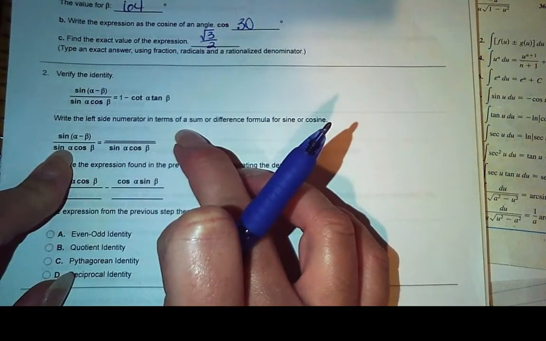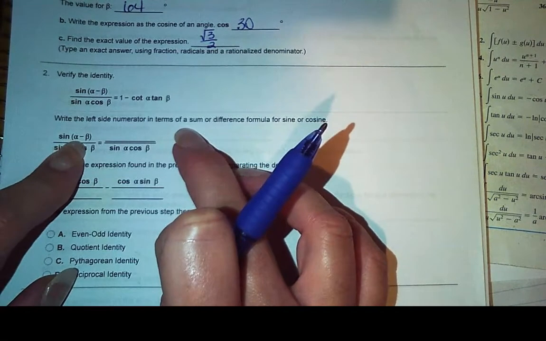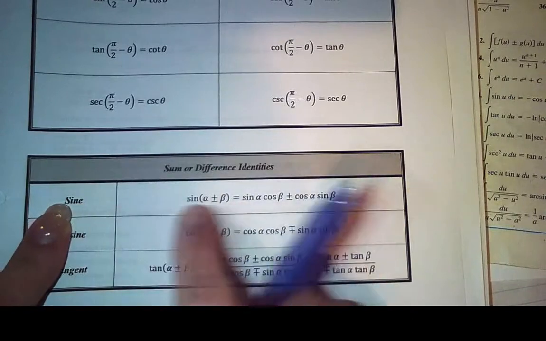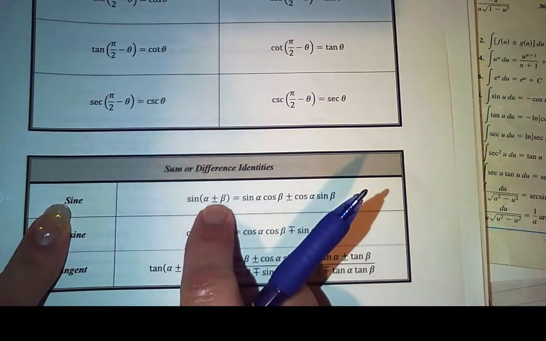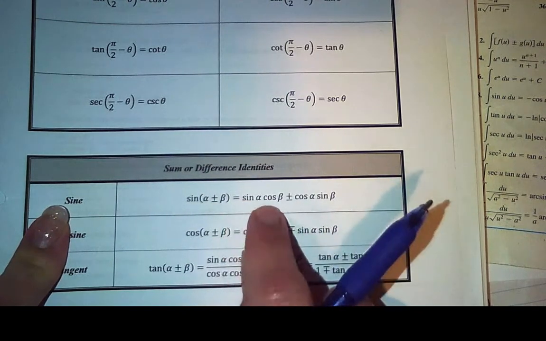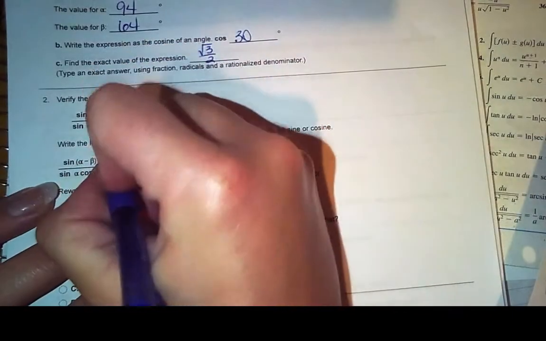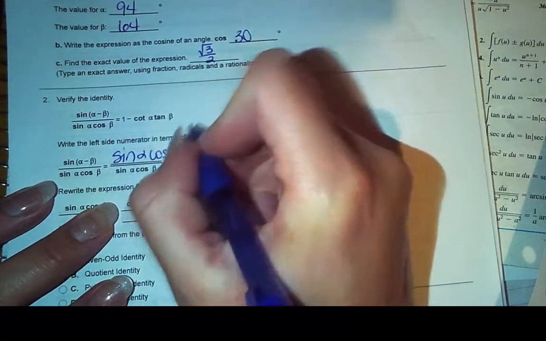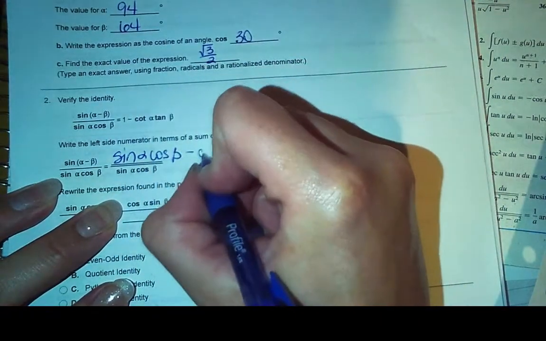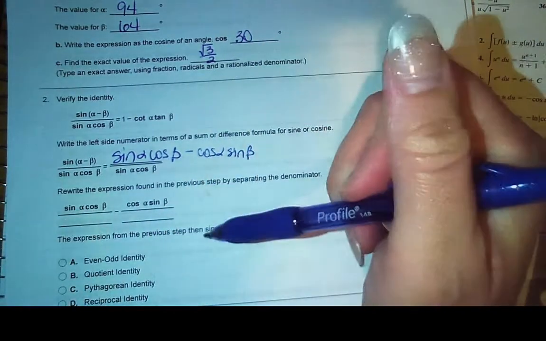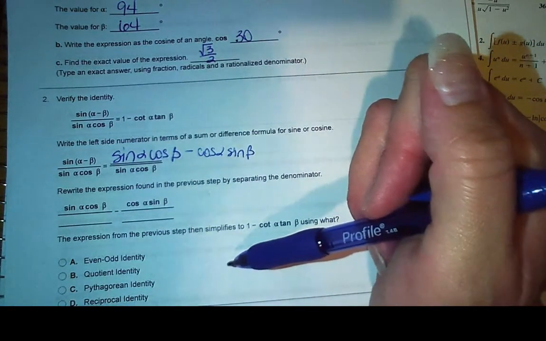Write the left side numerator, which is sine alpha minus beta, in terms of the sum or difference formula for sine or cosine. So if I'm right now in the terms of sine alpha minus beta, I have sine alpha minus, your subtraction is on the bottom, so pay attention to what's over here. It's also subtraction. So that's going to give me sine alpha cosine beta minus cosine alpha sine beta. And it says rewrite it by separating the denominator.